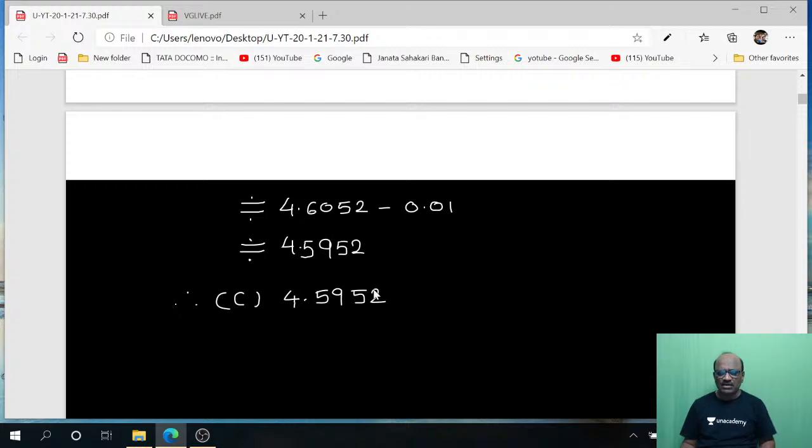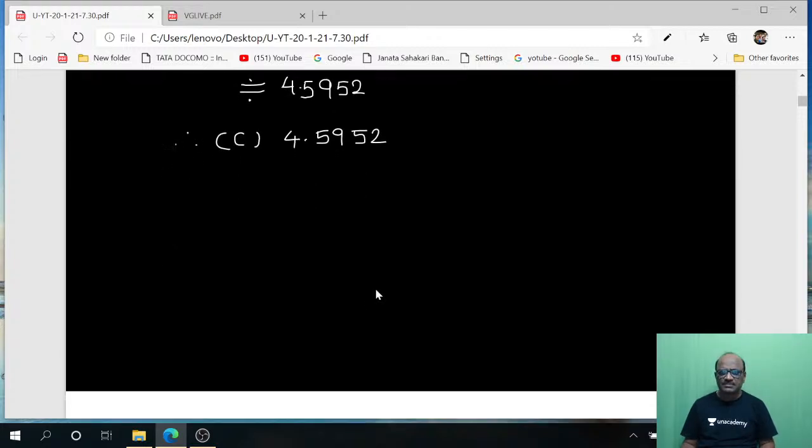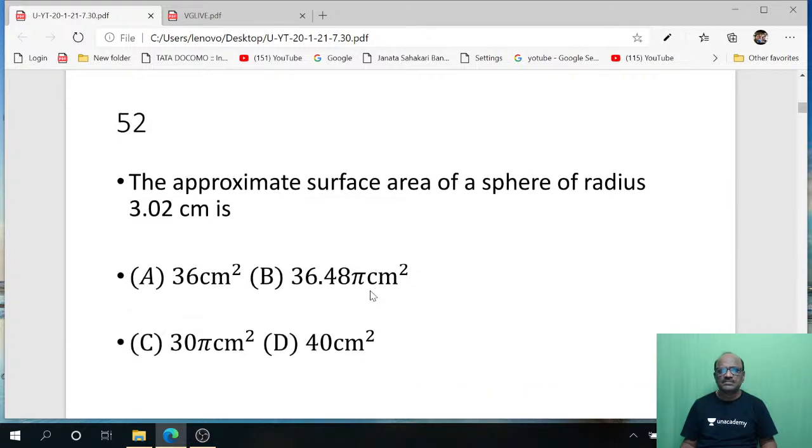Now the next example. The approximate surface area of a sphere of radius 3.02 centimeter. For this, the options are: A, 36 centimeter square; B, 36.48 pi centimeter square; C, 30 pi centimeter square; and D, 40 centimeter square.